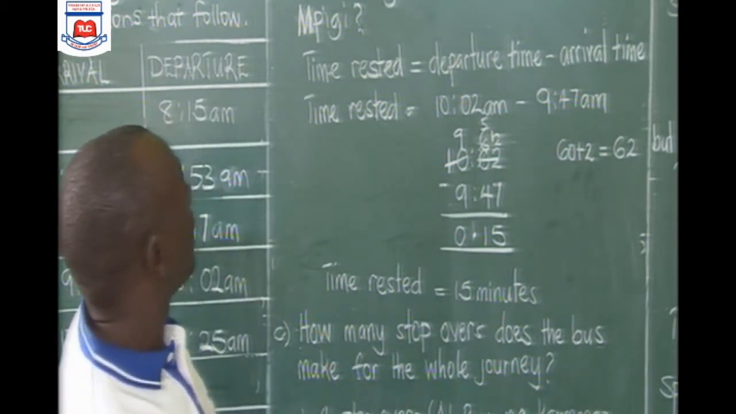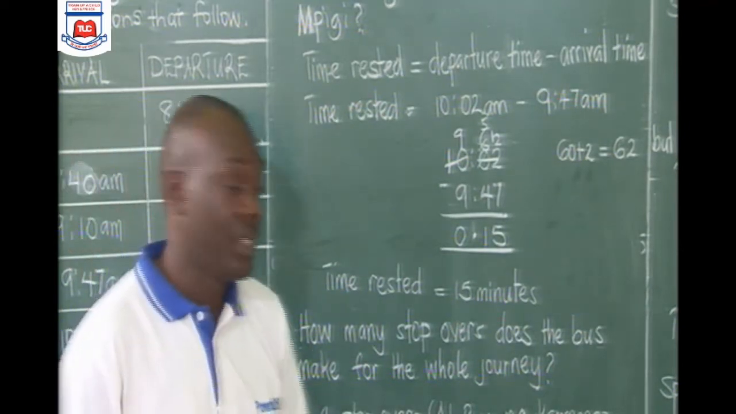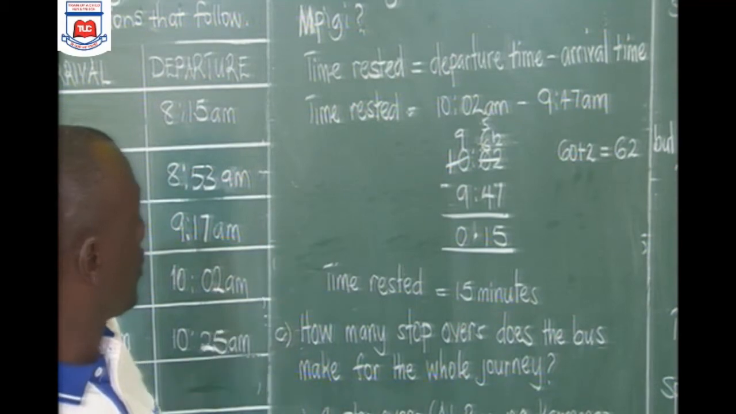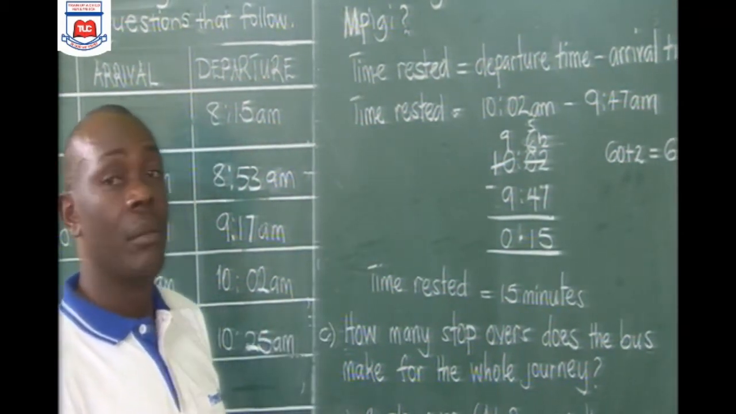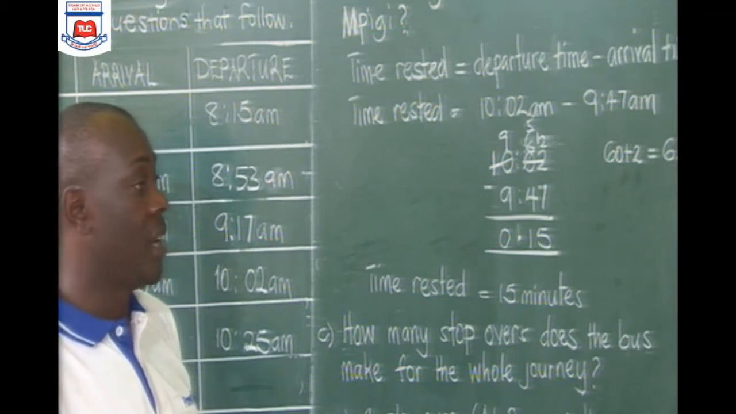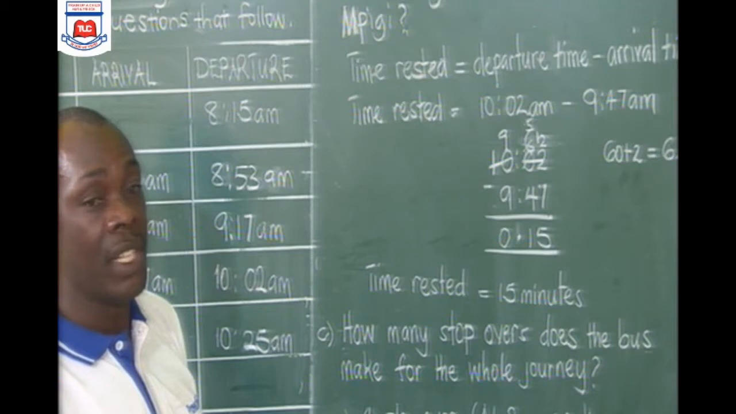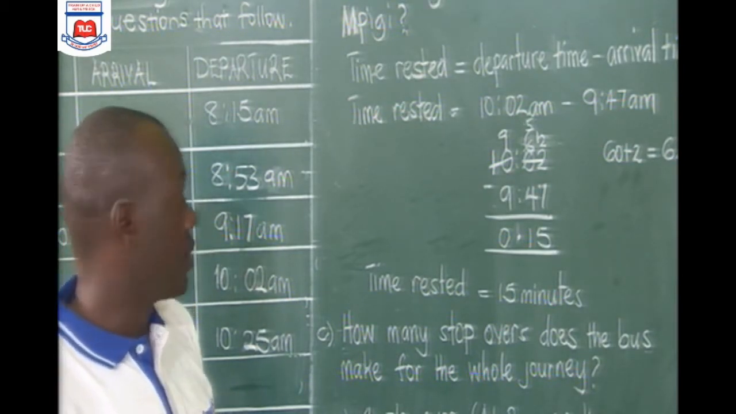So the bus takes 15 minutes at Mpigi. In so doing, one will have answered that question. Remember, time rested is called departure time minus arrival time: the time one chooses to leave minus the time one reached the place, called arrival time. That must be taken into account.